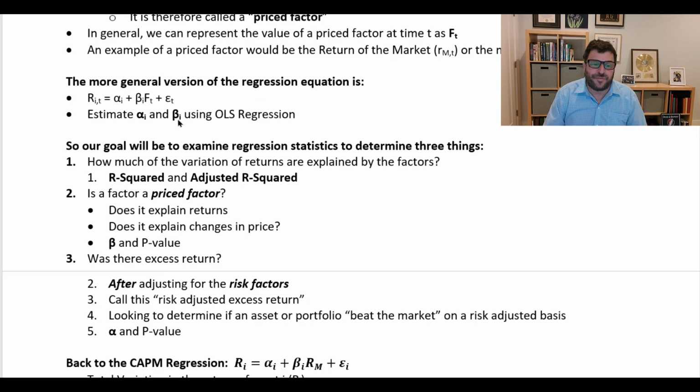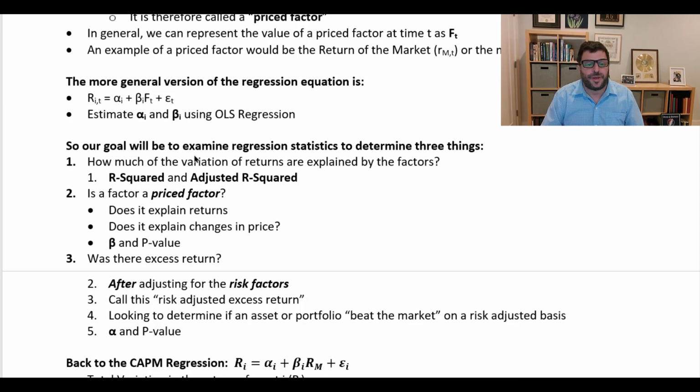We also want to figure out whether these things are statistically significantly different from zero. Is there anything there? Is it really the case that this is actually explaining returns? And then the next thing we want to do is see exactly how much of the variation of the return of the asset or portfolio is actually explained by the factor. So it may be statistically significant, it just doesn't tell us very much, or it may tell us a lot.